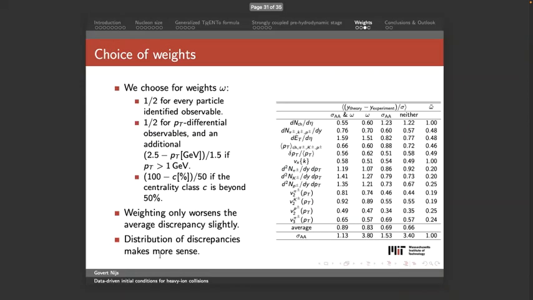So what did we choose for this? We did a couple of things which are basically just our choices. You could choose something different. We just wanted to try out what it would do. So for every particle identified observable, we give a factor 1/2. Then if an observable is PT differential, then above 1 GeV, we start giving this penalty factor. And then if a centrality class is beyond 50%, we give this penalty factor.